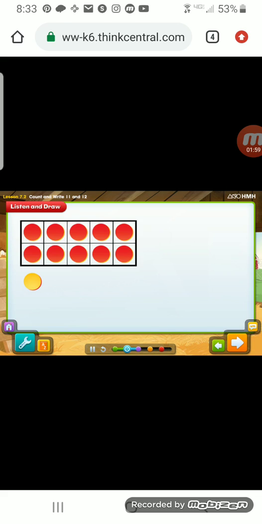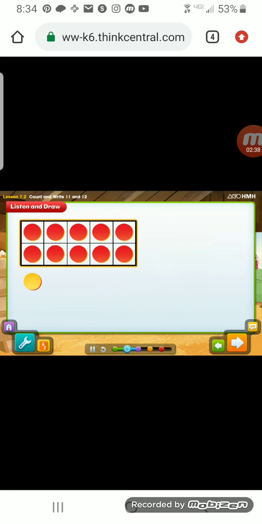Look at the counters. How many counters are there? Let's count them. 1, 2, 3, 4, 5, 6, 7, 8, 9, 10, 11.